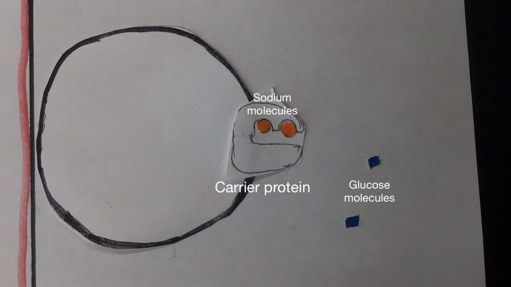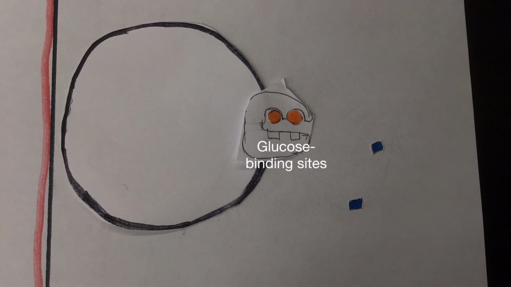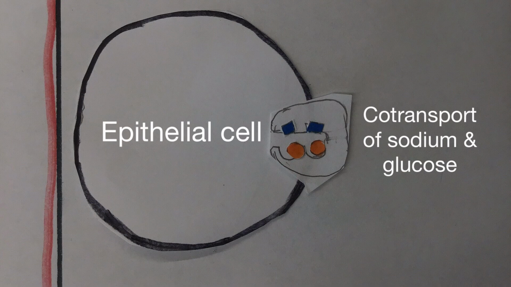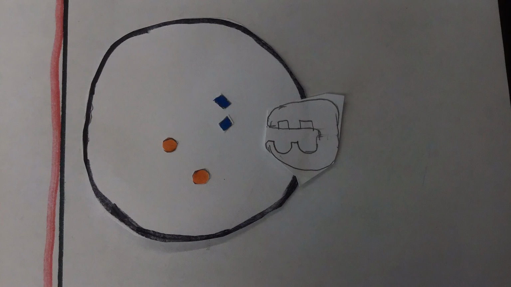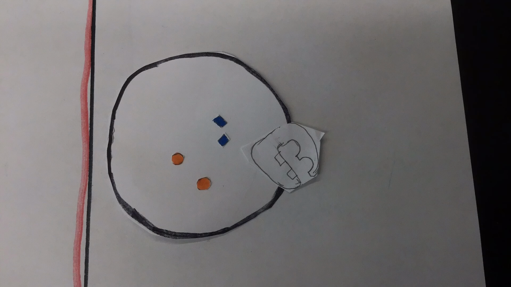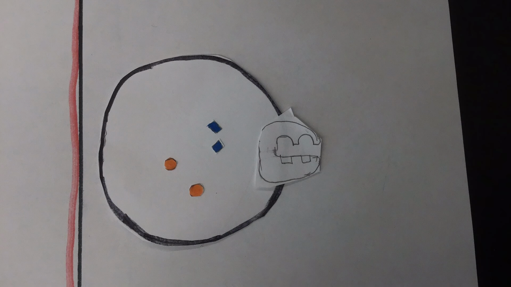First, the transporter protein in the cell membrane faces the intestinal lumen. Sodium binds to the transporter protein and stimulates the opening of the glucose binding sites. After glucose also binds, the protein reorients in the membrane so that the sodium and glucose can be released inside the cell. Finally, the protein turns to face outside the cell again, and this process repeats.